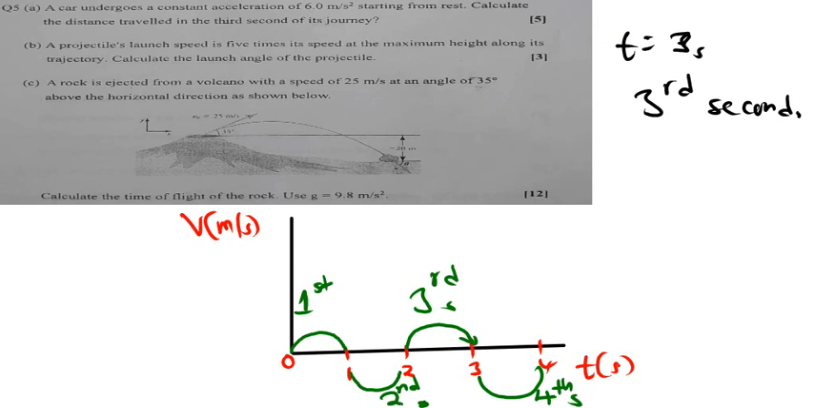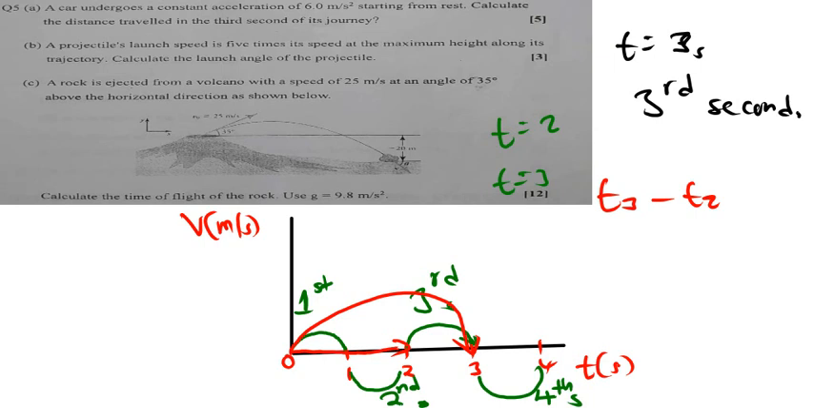Now, the question is asking us to find the distance traveled in the third second. What does it mean? We need to find the distance traveled at t is equal to 2 and at t is equal to 3. At t is equal to 2 meaning we have calculated the distance from 0 all the way to 2. Then when we're finding the distance when t was equal to 3, meaning we're finding from 0 all the way to 3. So if I do t3 minus t2, it's going to give me the distance traveled in the third second. That's why I said this is the most interesting question under linear motion.